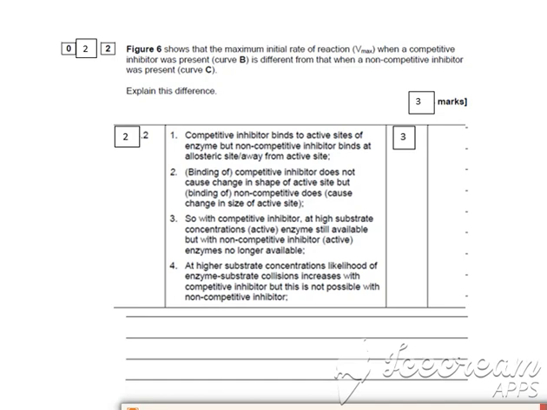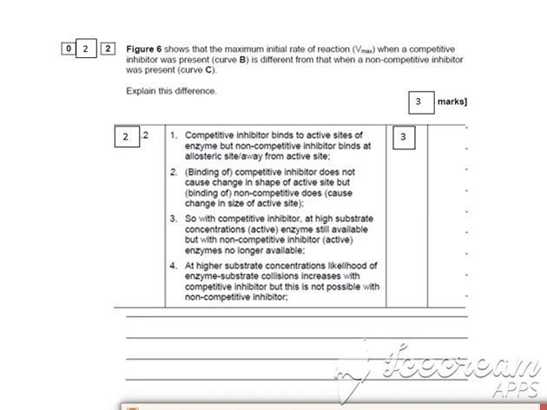With a competitive inhibitor, it does not cause a change in shape of the active site. It will form an enzyme inhibitor complex, but it will not change the shape of the active site. With a non-competitive inhibitor, this does change the shape of the active site.